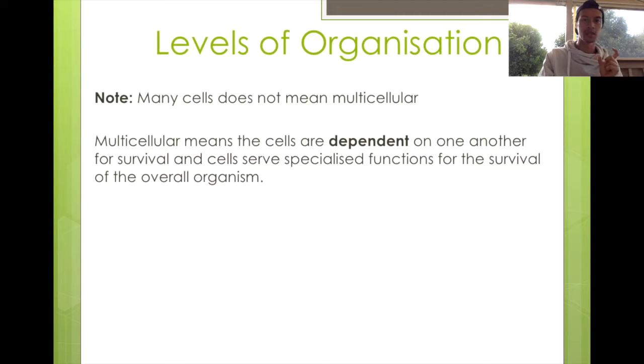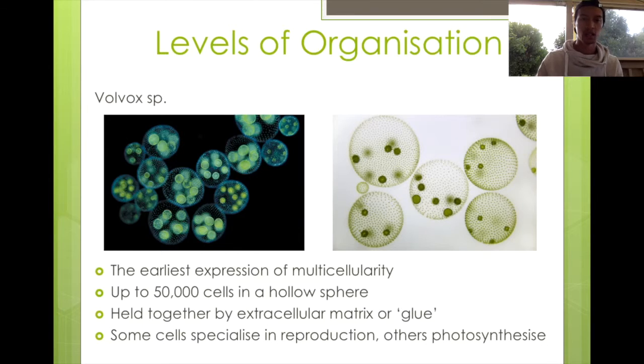Okay. Now, one thing to note, having many cells does not mean the organism is considered multicellular. Multicellular means the cells are dependent on one another for survival. And so some organisms will have many cells and form a colony, but they are not multicellular organisms because each individual in that colony can survive. A good example of that is Volvox.